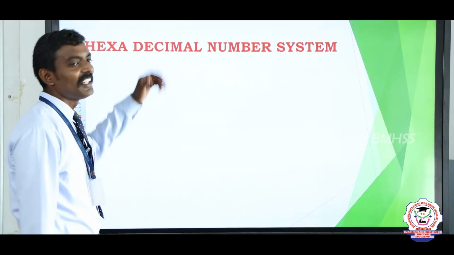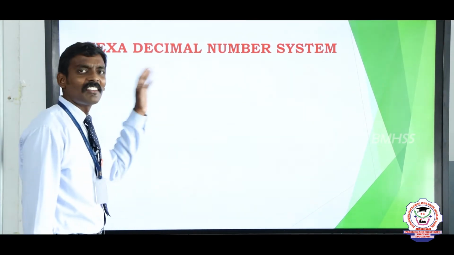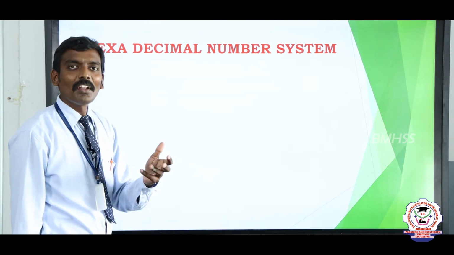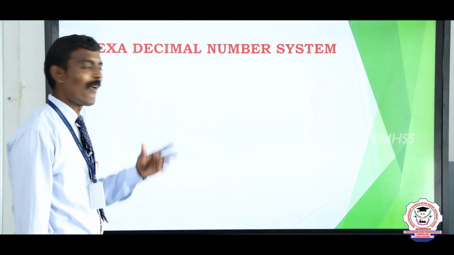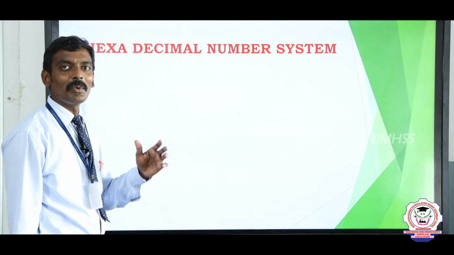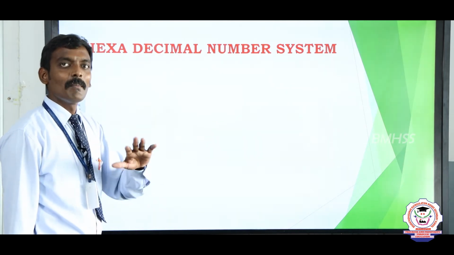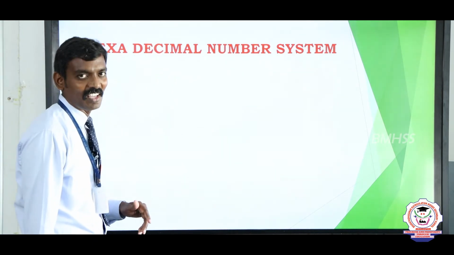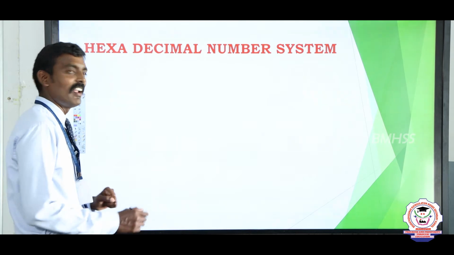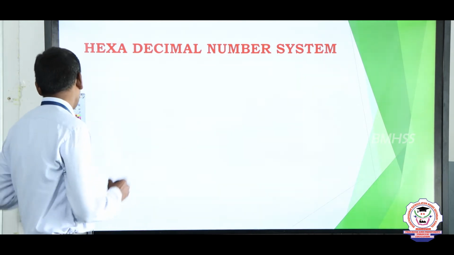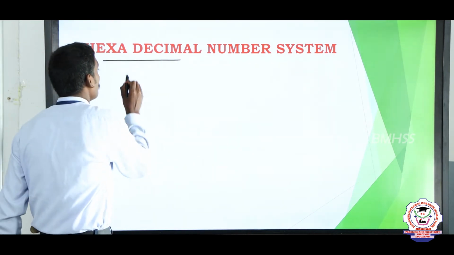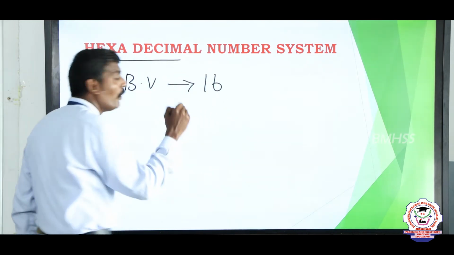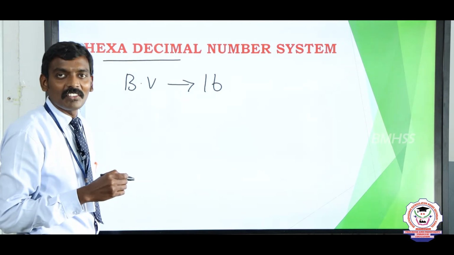Next we are going to see the hexadecimal number system. Where is this hexadecimal number system used? It is used to store data in the computer. All the data is stored in the computer in the form of bits and bytes, but we have some representation, and that representation uses the hexadecimal number system. What is the base value of hexadecimal? The base value of the hexadecimal number system is 16.